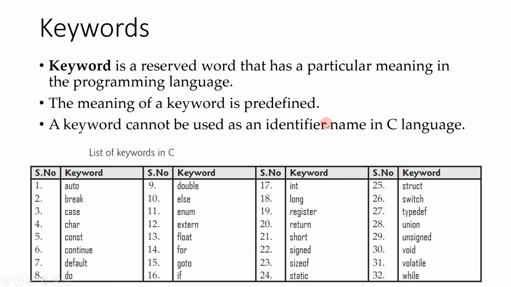Okay, and it cannot be used as an identifier in C language, and 32 keywords are defined, and I won't suggest you memorize all of this. You just learn programming, and after a few days you will automatically remember all these keywords. So just randomly I will explain.